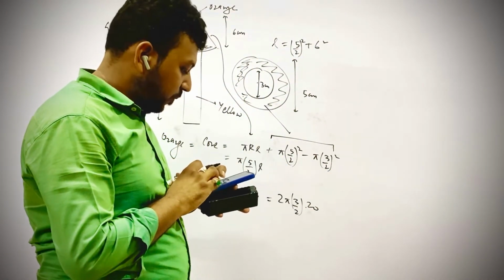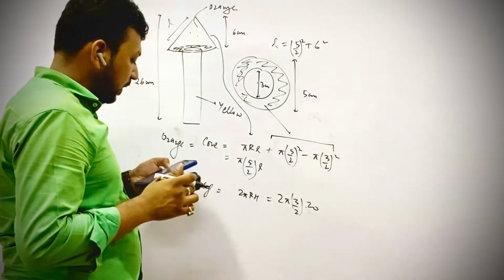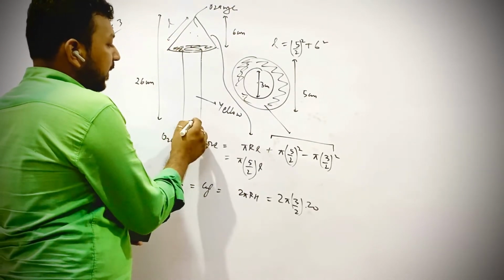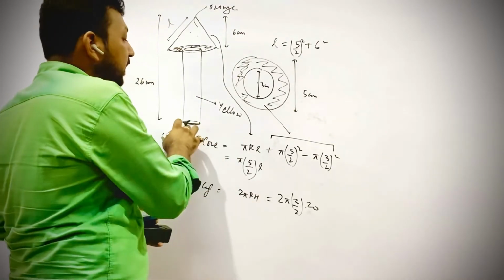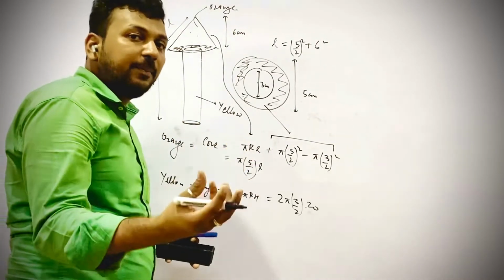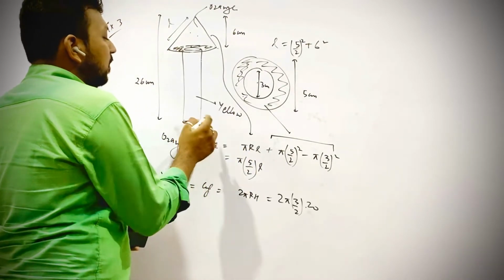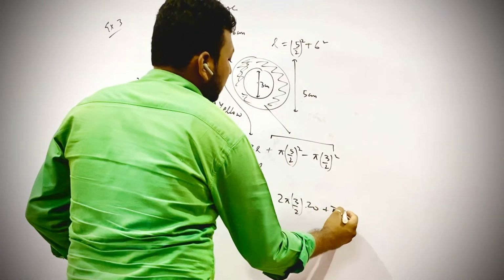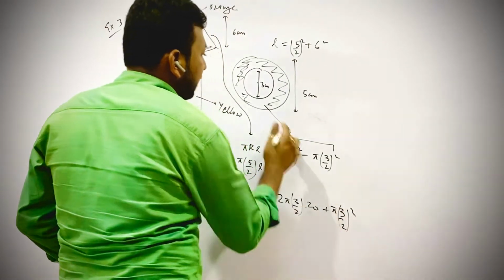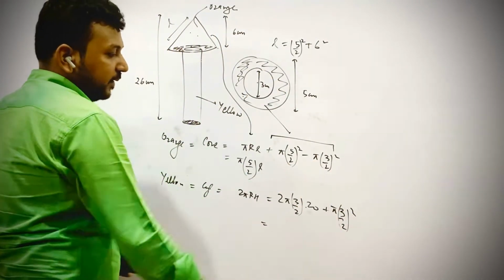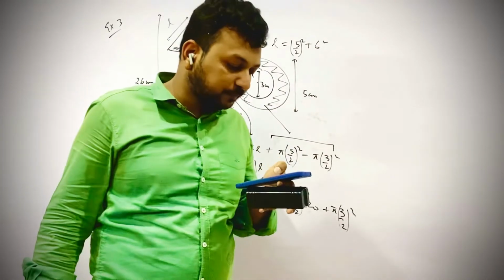2 pi RH. So see, if this portion also has to be painted. If this is fixed in the floor, you don't paint this portion. But if this is separate, you paint this portion as well. So you have to add this as well. That is pi r square, pi into 3 by 2 whole square. So that is the final answer for this.